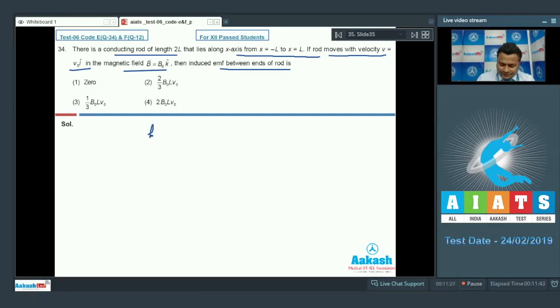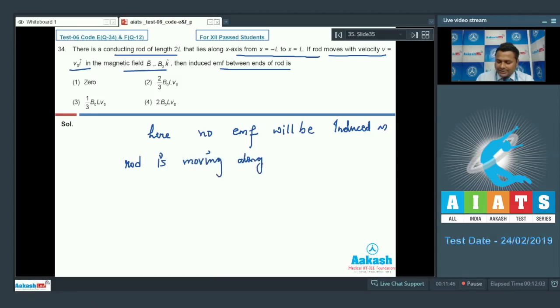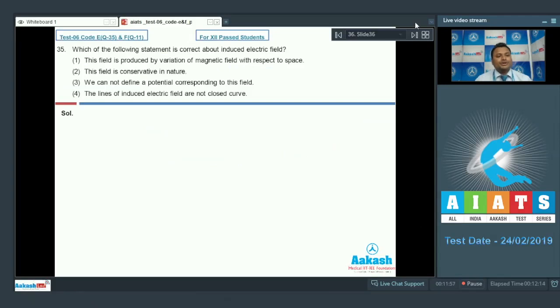So here no EMF will be induced as the rod is moving along its length. We will go with option number 1. Now let us proceed to the next question, that is question number 35.